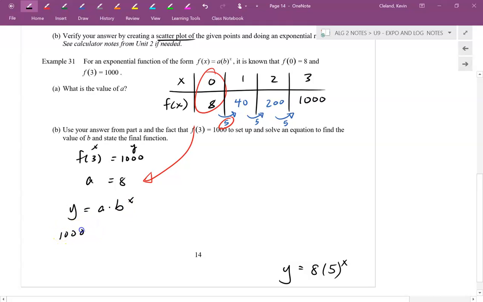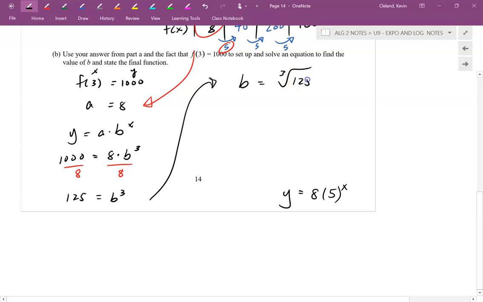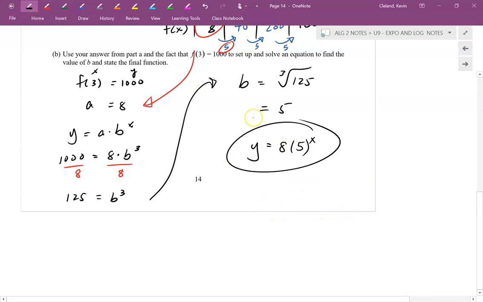And we have 1,000 equals 8 times b to the third power. We can divide by 8 to get at that b value. And we have 125 equals b to the third. Well, if that's the case, then that means that b is the cube root of 125, which is 5. And voila, we have the info we're looking for to create our equation. Final answer. Boom, moving on.